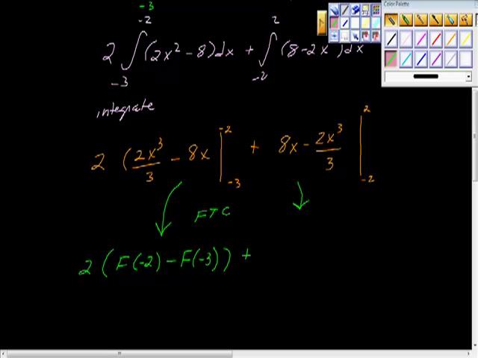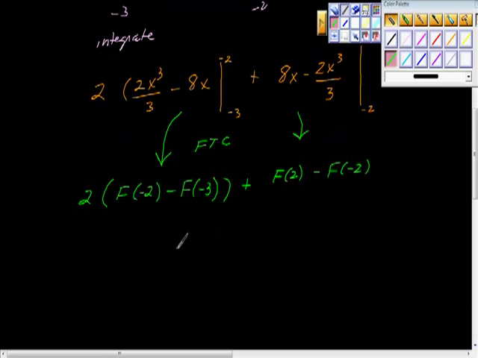So here we're going to add the two areas. That's this plus sign right here. We're going to add the area. We're going to take f of 2 minus f of negative 2. I'm not going to do all this math with you because we're going to run out of time here shortly. So let's leave it like this. This turns out to be 28 thirds plus 64 thirds equals 92 thirds, and that is the answer.